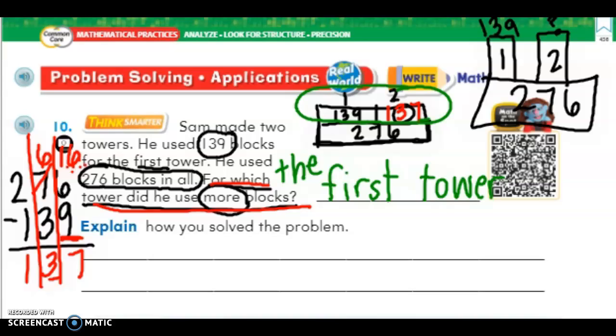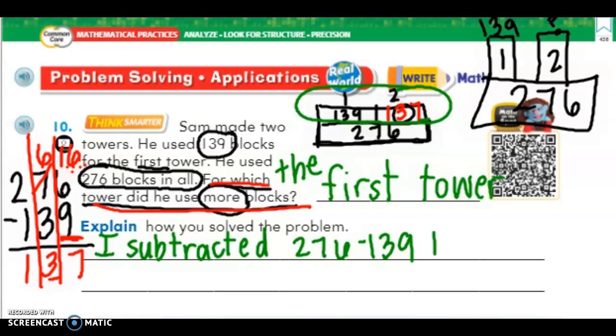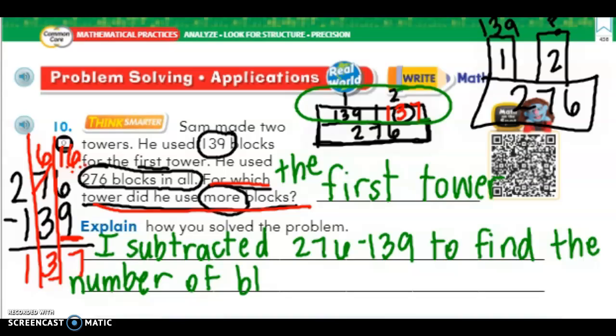Well, first of all, we had to find the number of blocks in the second tower. So to find the number of blocks in the second tower, we needed to subtract. So I subtracted 276 minus 139 to find the number of blocks in the second tower.